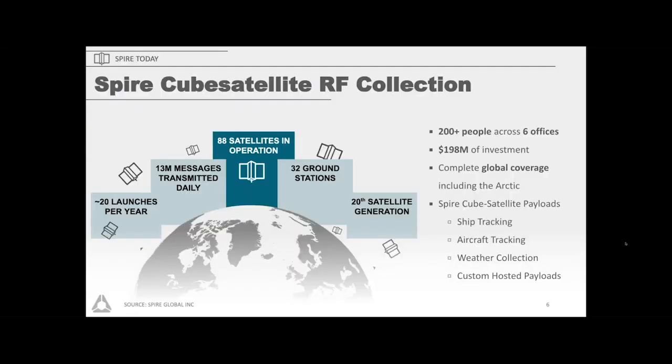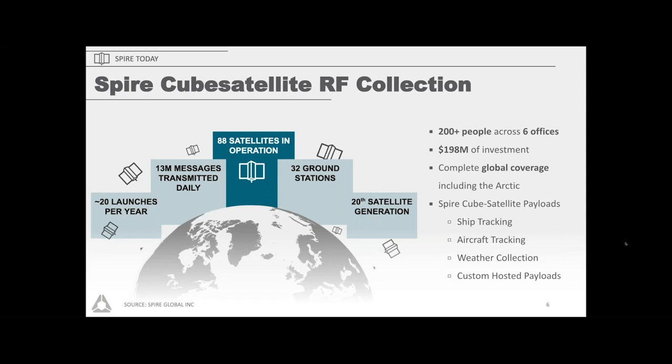So Spire is a data and analytics company, and we collect RF data from space to solve problems on Earth. We do that by owning and operating one of the largest cube satellite constellations in the world. We currently have 88 cube satellites in operation, and those satellites are supported by 32 ground stations around the world that we also own and operate in-house. And our 88 satellites are in various orbits, which gives us completely global coverage, including over the poles.